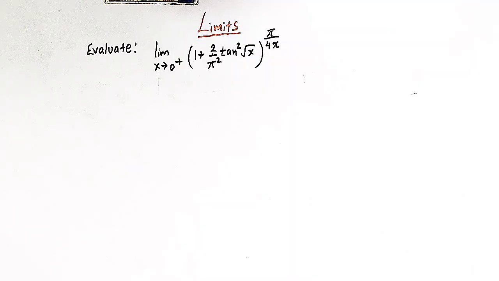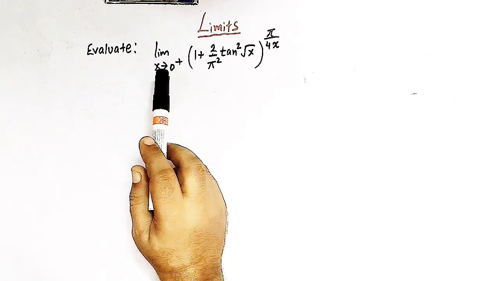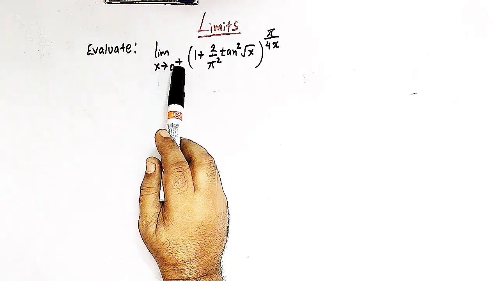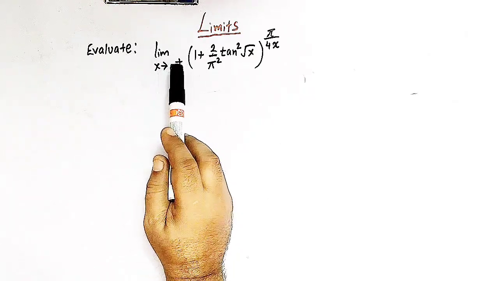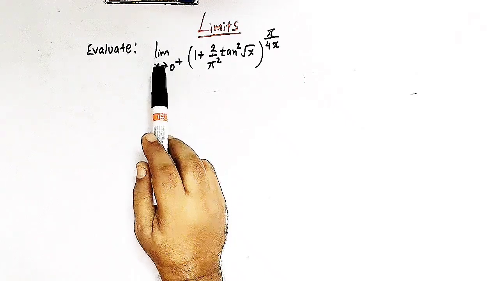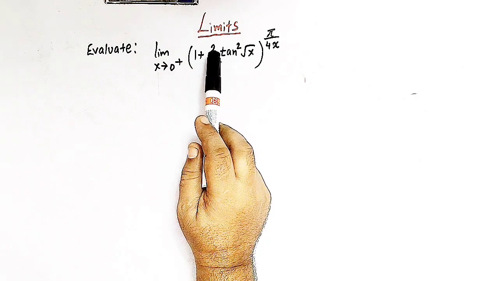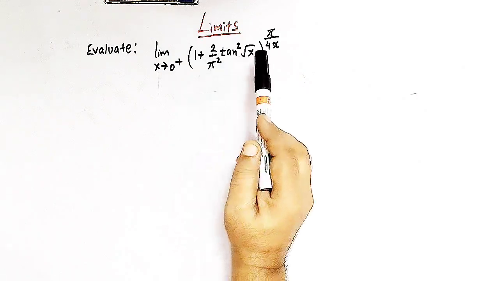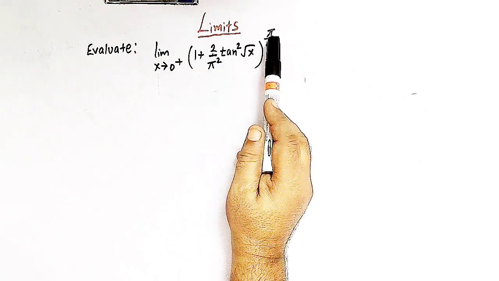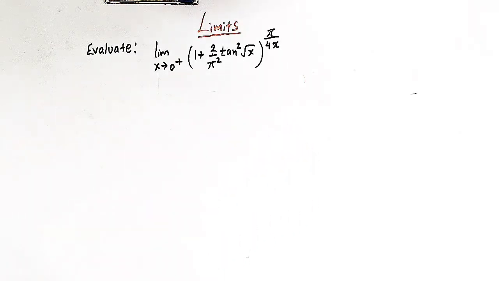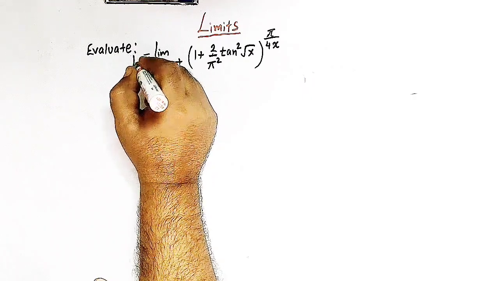Hello viewers, in today's session we are going to discuss another important problem from limits, and we are going to evaluate this limit where we have limit x tends to 0 positive. This positive sign shows that we have to find the right hand limit of this function, that is (1 + (2/π²) tan²√x) raised to π/4x. So let us start and let us call this limit L.